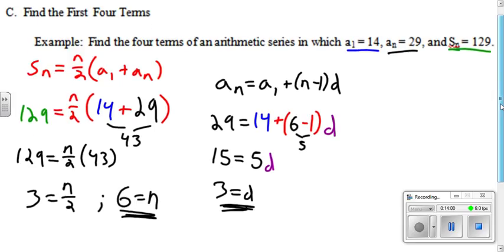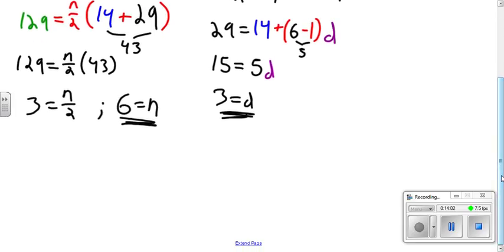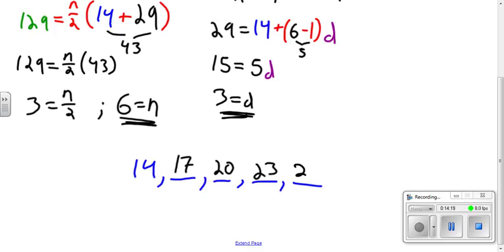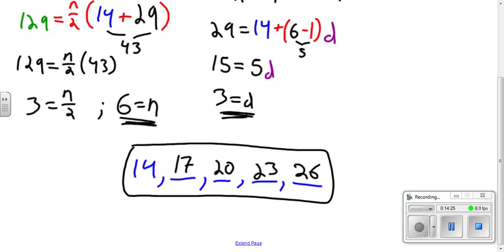Now that we know that d equals 3, and we know we started with 14, and we want to know the next four terms, 1, 2, 3, 4. Well, as long as d equals 3, we would just go 3 more to 17, 20, 23, and 26. And that is how we'd find our next four terms.